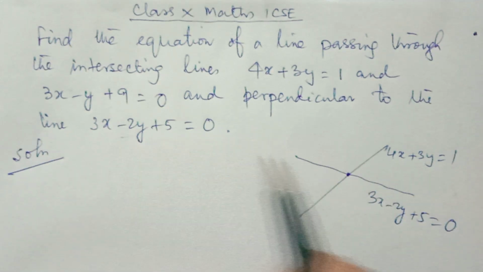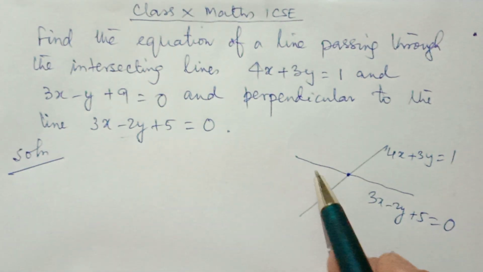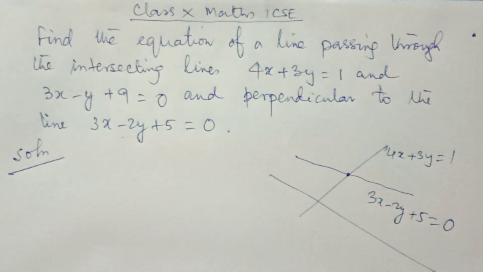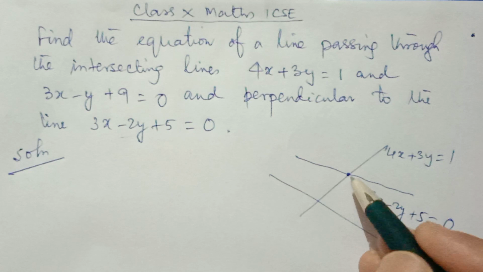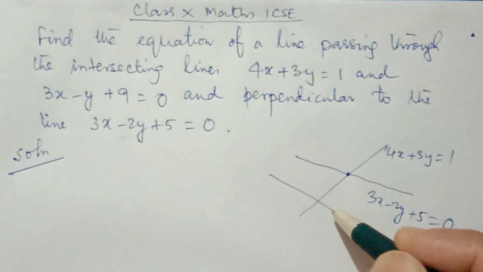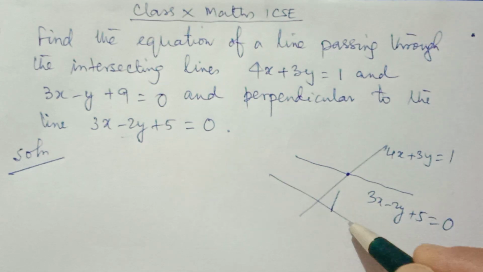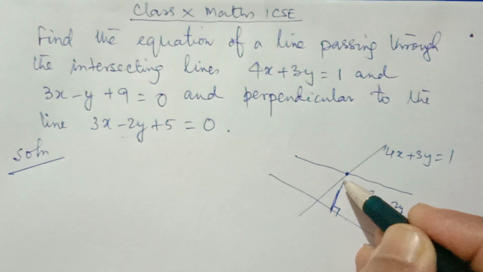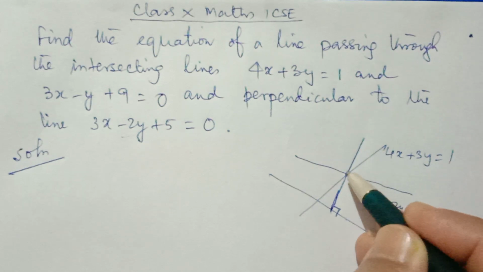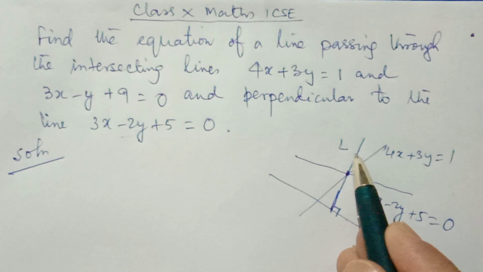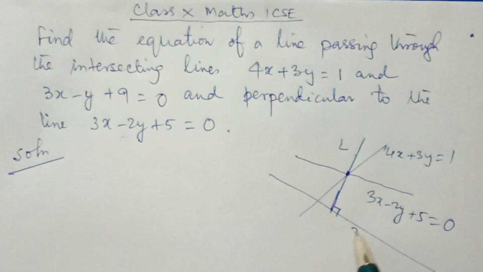That means suppose this line is here, wherever it is, then the perpendicular to this line. That means the required line should be perpendicular, at 90 degrees, and should pass through the intersecting point. So you have to find the equation of this line. So this is the pattern.